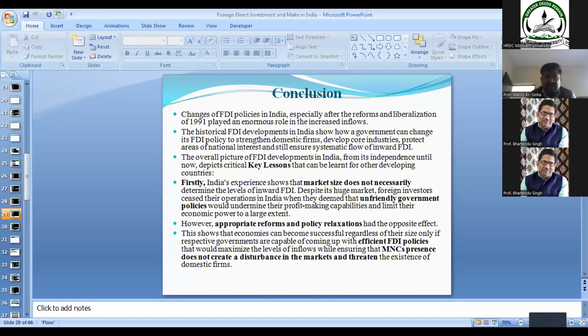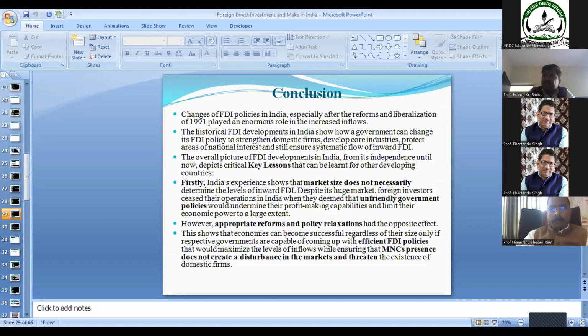From the last post-independence period up to this period, we have changed our FDI policy systematically. Then what lesson have we taken from this change in the FDI policy? First lesson: even though we have a large market size, it does not determine the level of foreign direct investment. It does not increase unless we follow a friendly investment policy.